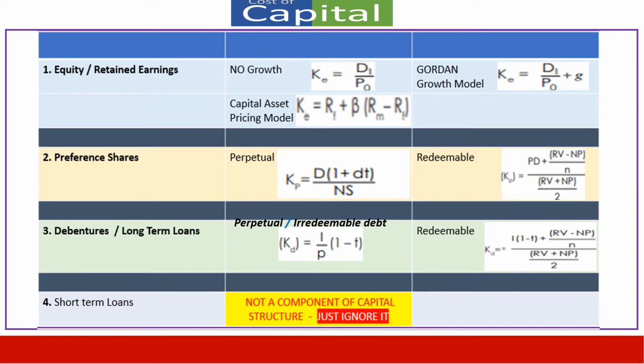If we list out, normally we will come across equity and retained earnings together, preference shares, debentures or long-term loans, and sometimes short-term loans will also be mentioned in the exam problems, but we need to be very careful not to consider them. It is not a component of capital structure. Capital structure is always long-term, and these are the three things.